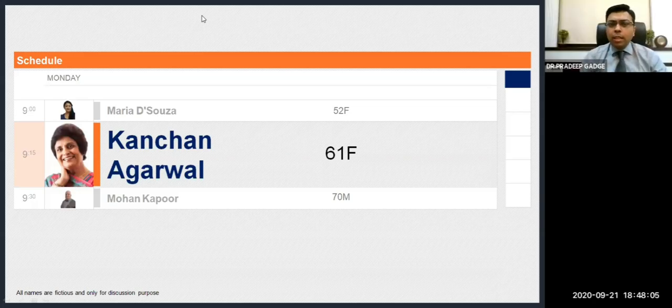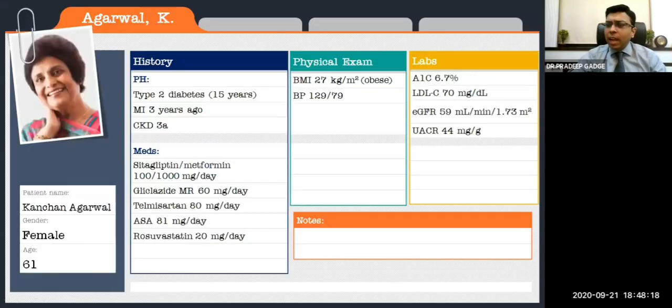Sure. Mrs. Kanchan Agarwal is a 61-year-old lady, diabetic, CKD again 3A, and she has a history of myocardial infarct in the past. She is obese, and she's on these drugs: sitagliptin, metformin, gliclazide, telmisartan, aspirin. She's a patient from Dubai, so she has been prescribed ASA 81 milligrams there, and I have continued that, and rosuvastatin 20 milligrams. She was given 10 milligrams of rosuvastatin, which I have stepped up to 20 milligrams.